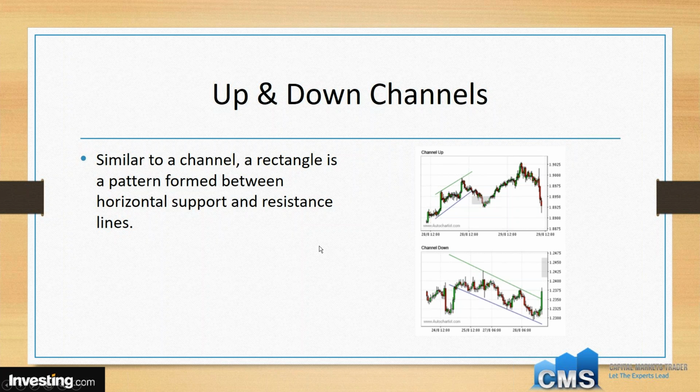Similar to a channel, a rectangle is a pattern formed between horizontal support and resistance lines. What you're looking for is a repeated pattern. When you have a repeated pattern, you can then predict what's going to happen based on how the markets have reacted historically to these repeated patterns.